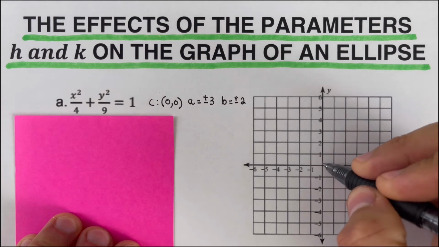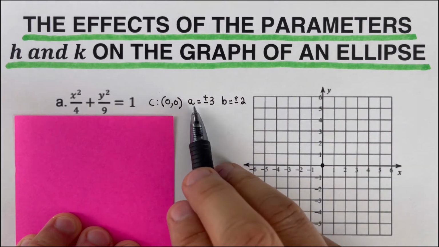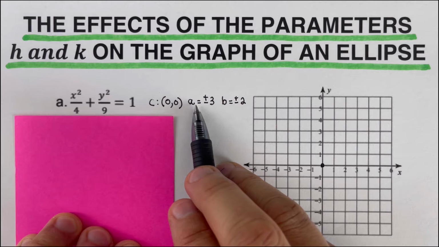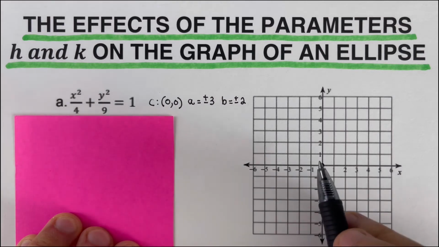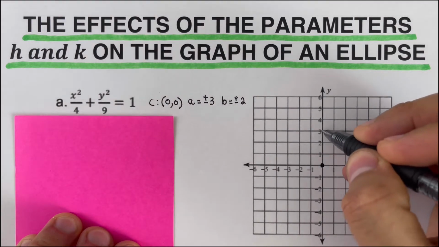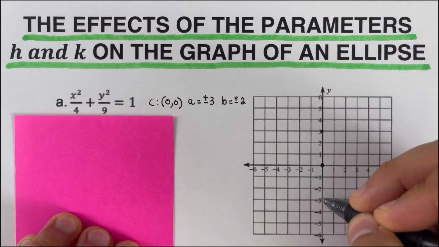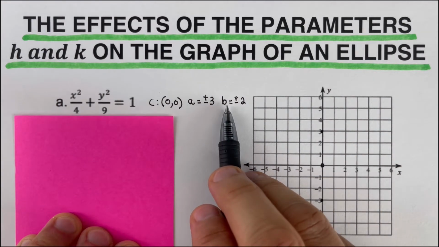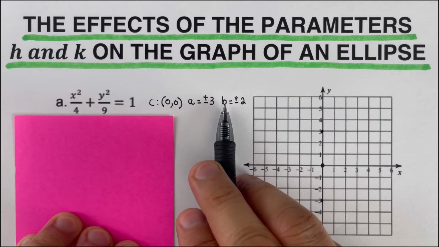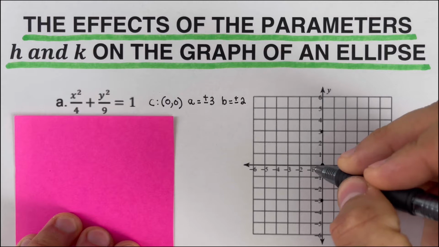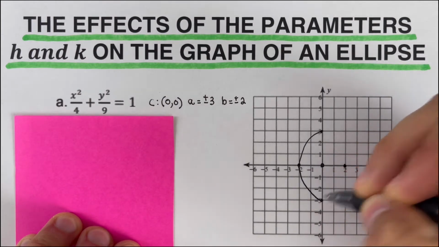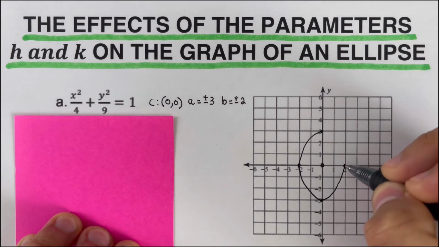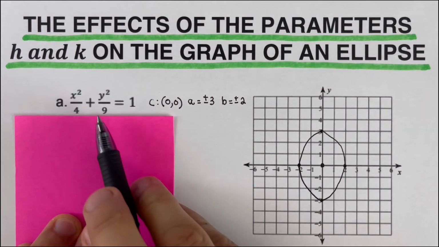So our center is at 0, 0. Then the A is plus minus 3. The major axis is the vertical line. So that's going to be 3, 1, 2, 3 up, and 3 down, 1, 2, 3. And then the minor axis is along the horizontal line, which our co-vertex is located plus minus 2 from the center. So 1, 2, and then 1, 2. This is the graph of the equation that we have on letter A. So that's the graph of that ellipse right there.